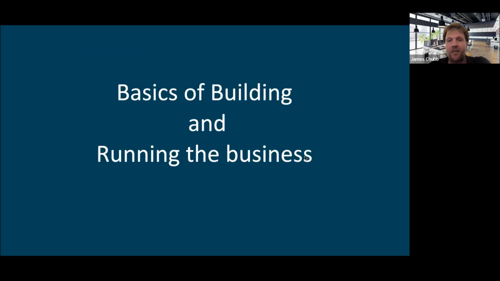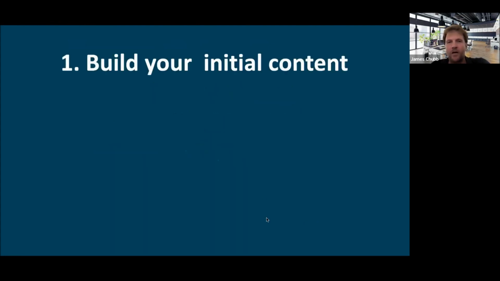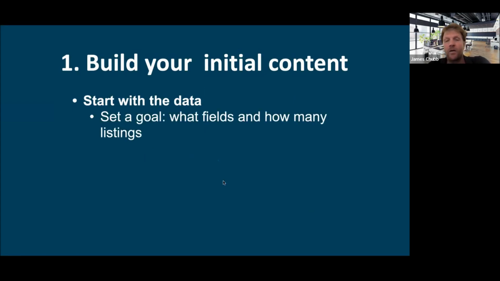So the basics of setting up and running an online directory, it's not really all that complicated. There is some work to it, of course, but after you get it up and running, the recurring basis works pretty well. So the first thing you've got to do is build your initial content. And how do you do this? Well, the first thing is starting with the data. Obviously, your listing data. So you figure out what your subject matter is, and then set a goal.